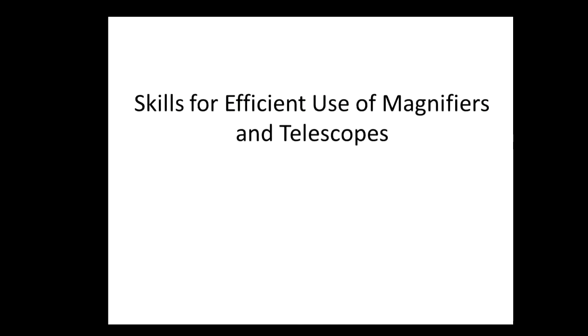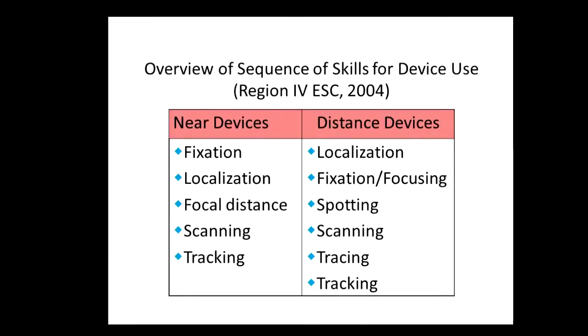We've presented some foundational knowledge for beginning device instruction, and now we want to move specifically into the skills for efficient use of magnifiers and telescopes. At the beginning of the presentation, we referred to those skills that we will be covering. In the chart shown here, on the left side, there are 5 skills that are specific to working with near devices or magnifiers, and the 6 skills for working with telescopes.